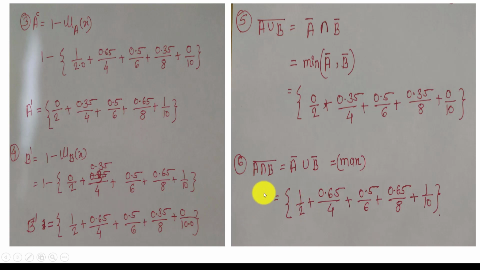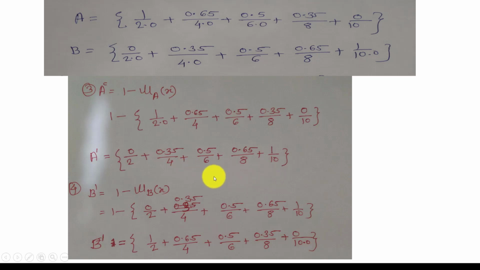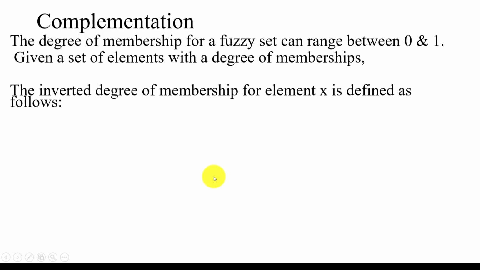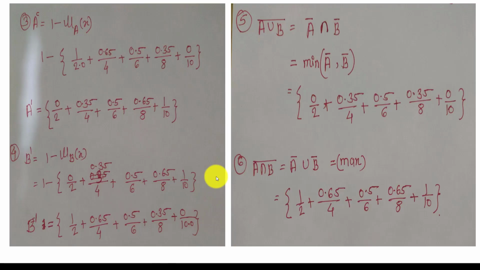So there are union and intersection. While we are considering the union, you have to consider the union value as the maximum value, and for the intersection you have to consider the minimum element. So this is all about the operations of fuzzy logic.